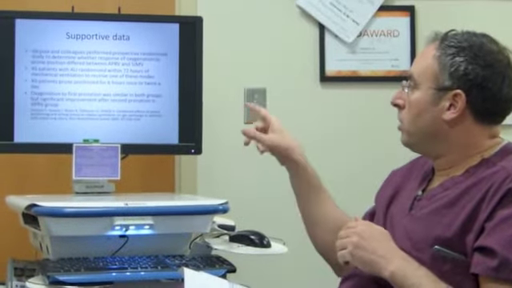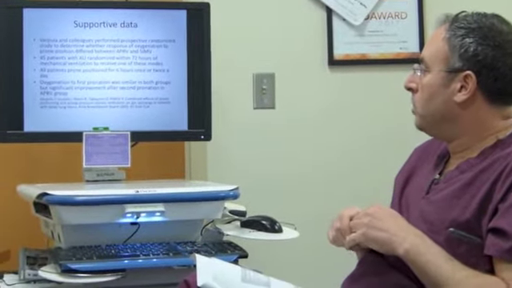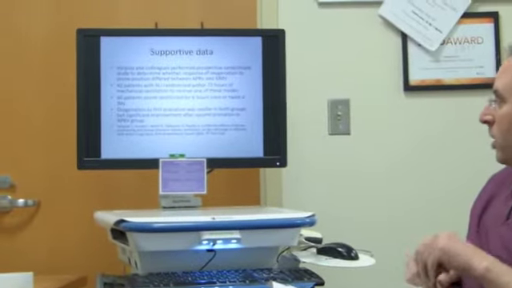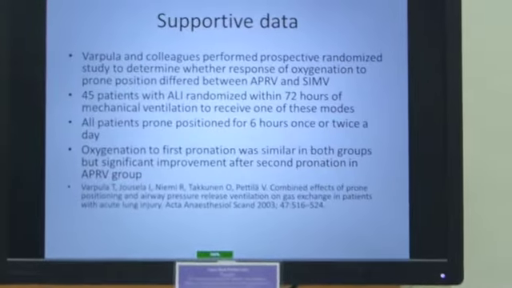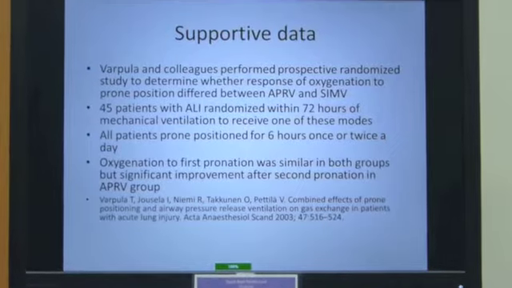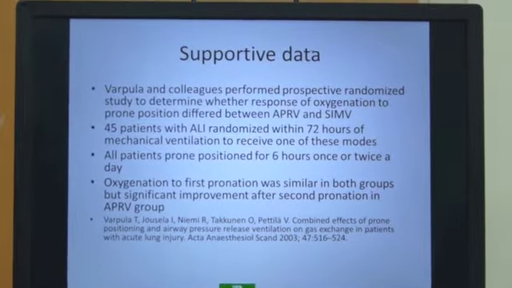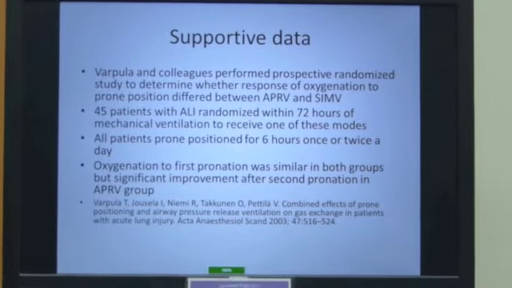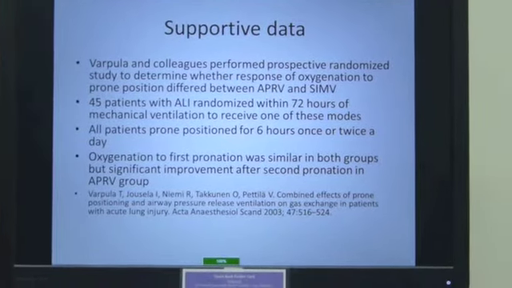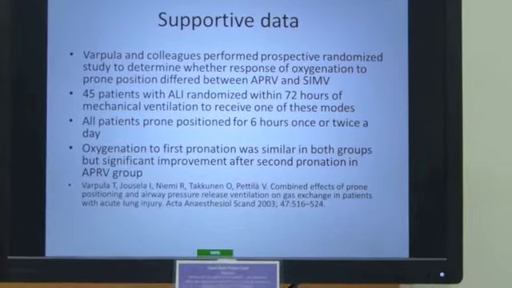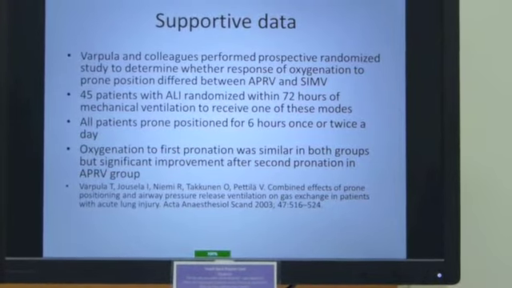But anyway, in this trial, 45 patients with acute lung injury were randomized within 72 hours of mechanical ventilation to receive either APRV prone or SIMV prone. All patients were prone for 6 hours once or twice a day. Oxygenation to first pronation was similar in both groups, but significant improvement occurred after the second pronation in the group with ARDS. So while there's no mortality benefit, there's a clear oxygenation benefit in this trial with prone positioning on APRV versus SIMV.